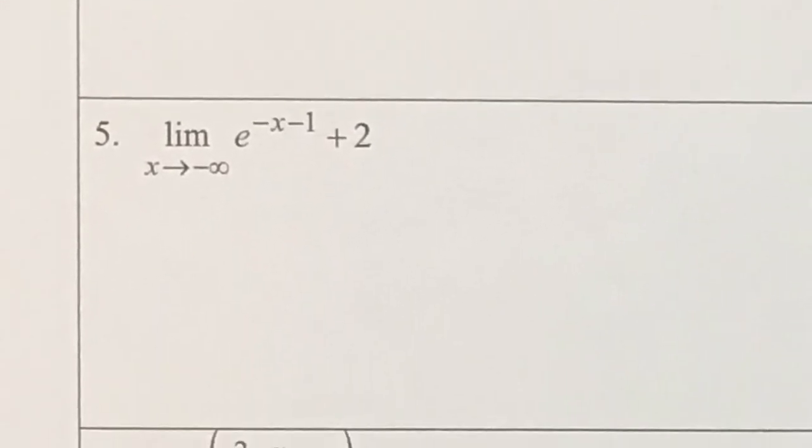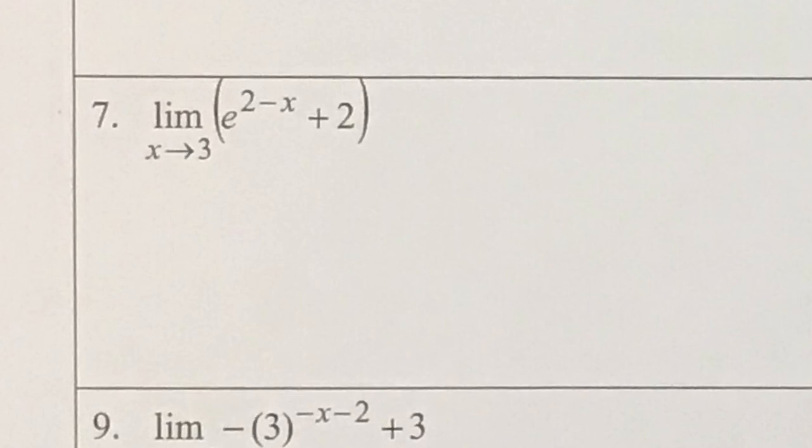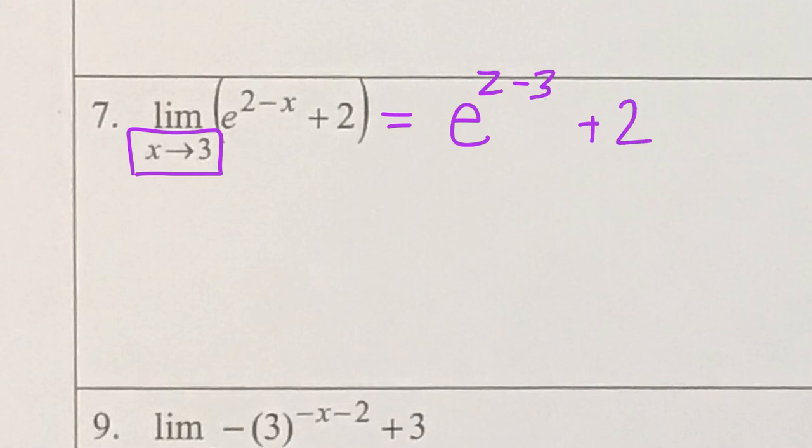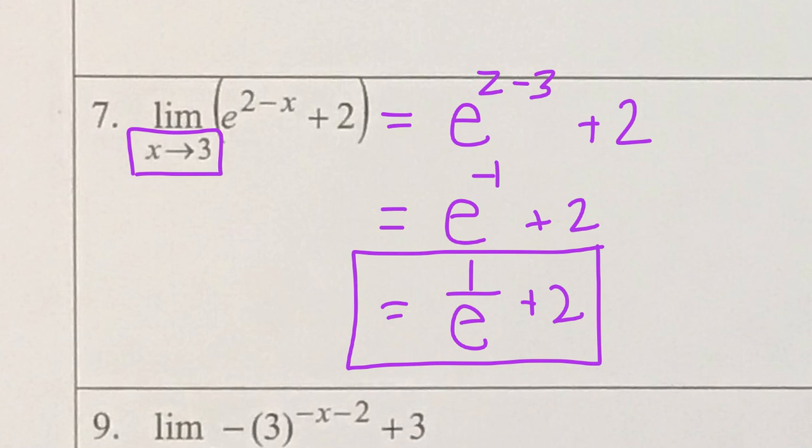Okay, how about down here, number 7? We're taking the limit of an exponential, but it's going to a number. So this is just a direct substitution problem. E to the 2 minus 3 plus 2. You only have to make a determination whether it's growth or decay if it's going to infinities. But here we're going to a number, so it's just direct substitution. E to the negative 1 plus 2, which is 1 over e plus 2, which would probably be just fine if you left it like that. That is a perfectly good answer.